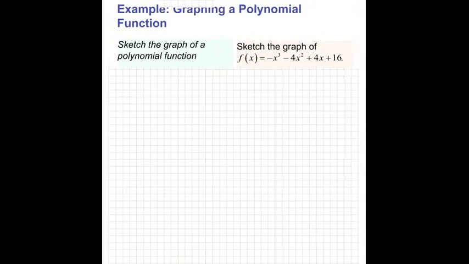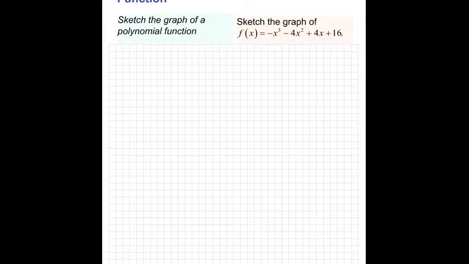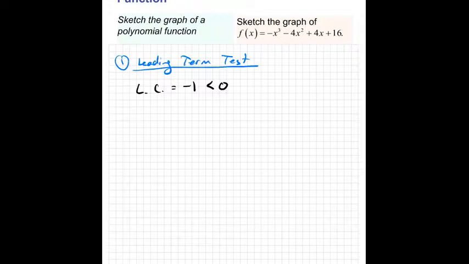Okay, so one of the first things that we can talk about is the leading term test. This tells us about the long-term behavior of the polynomial. So if we look at the leading term, notice that the leading coefficient is negative. The leading coefficient is going to be -1, which is less than 0, right? So that tells us that the graph falls to the right. It's going to go down to the right.